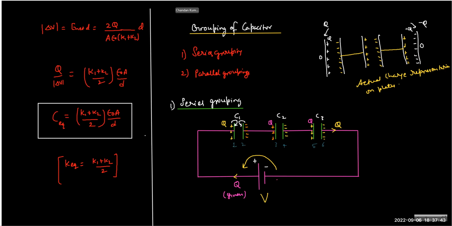Let's call the potential difference across this as V1, V2, V3. These are the potential differences. Is this clear so far? Yes, sir.